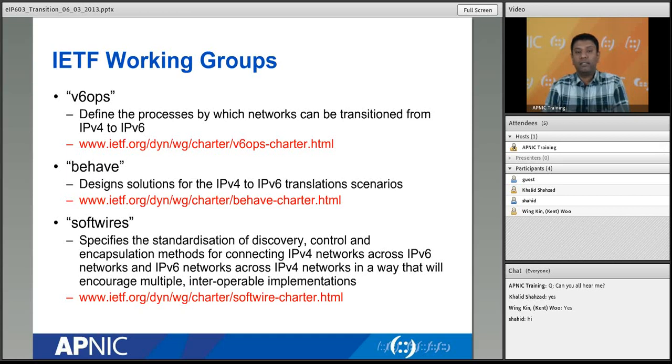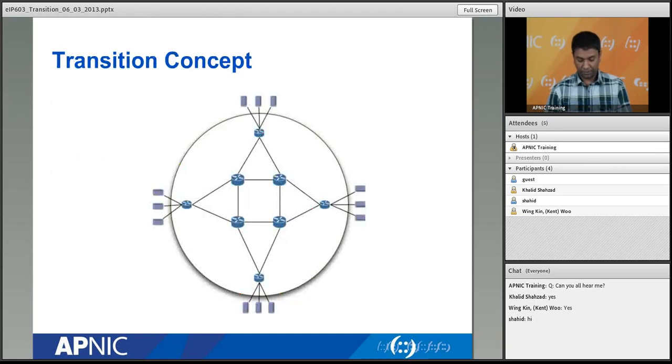And then Softwires, what does the Softwires group do? They look after the nitty-gritty protocol-level things. What could be the protocol control level information, right? All sorts of codings there are. So those are the three main working groups in IETF who are working on the transition technologies.